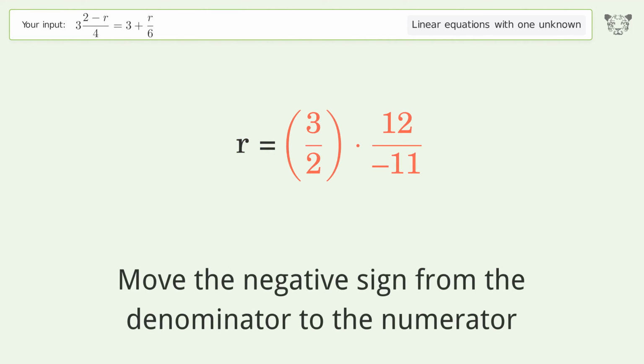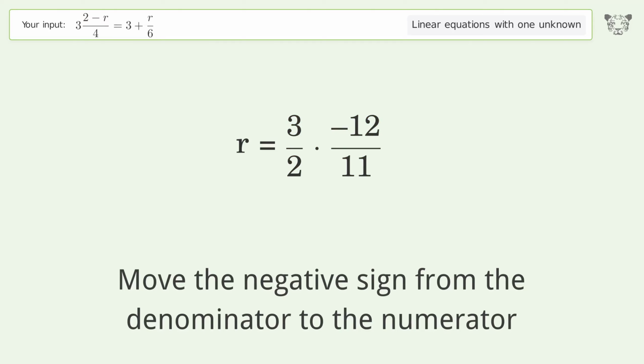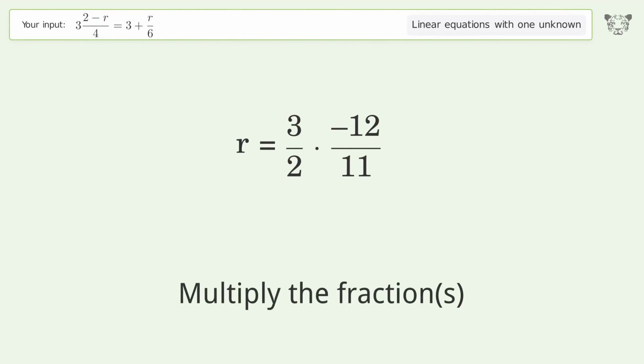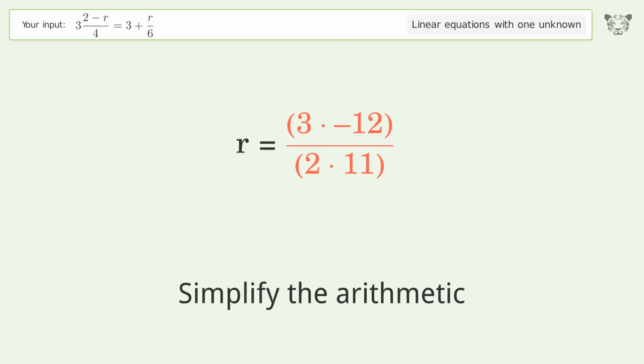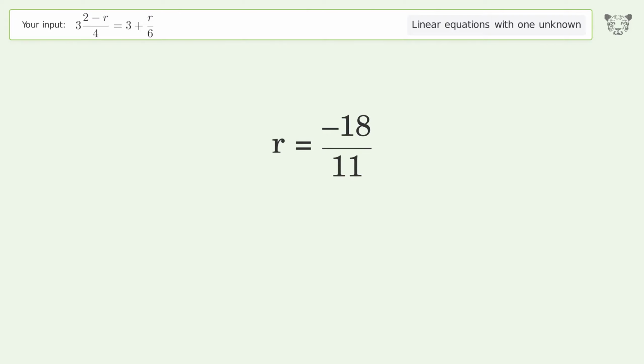Move the negative sign from the denominator to the numerator. Multiply the fractions. Simplify the arithmetic. And so the final result is r equals -18/11.